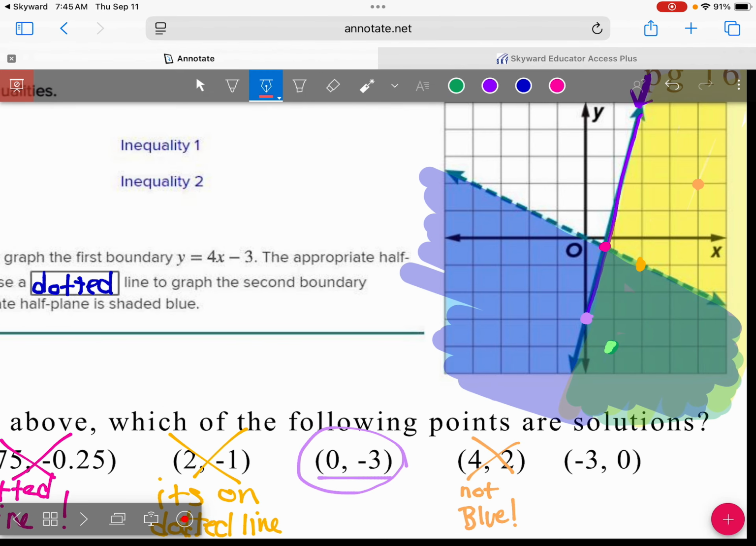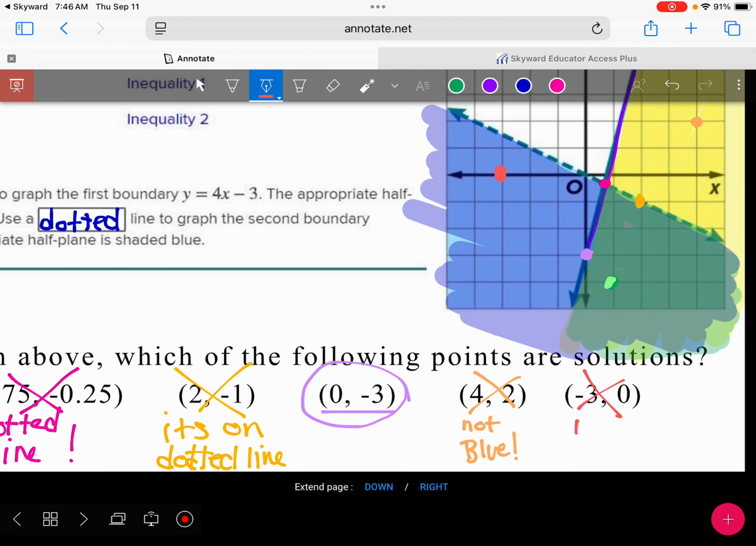-3, 0. What do you think about that one? Nah. It's -3, 0. 1, 2, 3. It's over here. This guy. This one's true for blue, but it's not true for yellow. So this one is not a solution. It's not in the yellow. So when we're looking for our answers, or if we have to name points that are true versus not true, if it's on a dotted line, it does not count. If it's on a solid line, totally cool. But it has to be true for both inequalities. Okay?